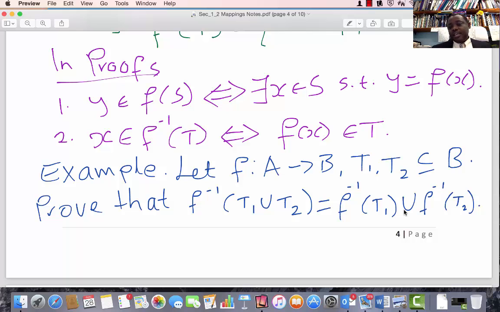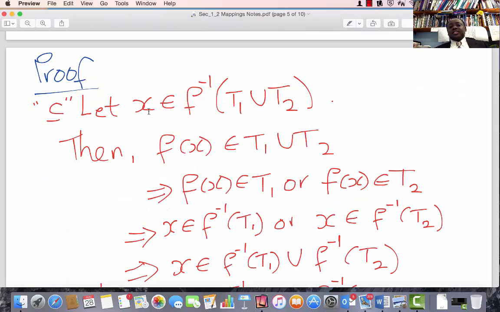Forward inclusion. I pick an element from the right-hand side and show that it belongs to the left-hand side. Reverse inclusion, and then we can conclude equality. Let x be an element, that is the forward inclusion. Let x be an element of f inverse of T1 union T2. Then, remember, f inverse moves from the right-hand side to the left-hand side, it becomes f. Then f of x is an element of T1 union T2.